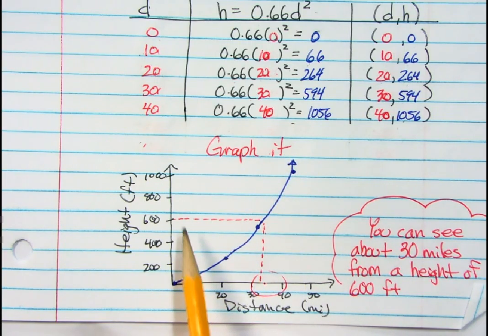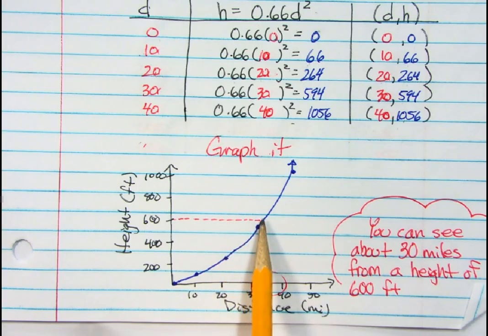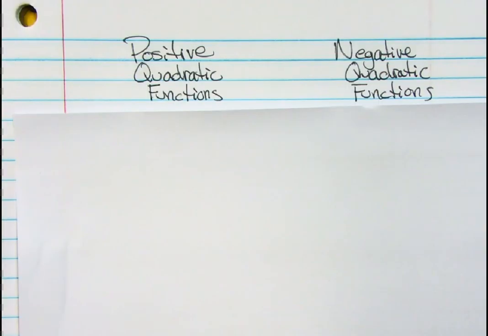And now I ask myself, look, if I'm 600 feet in the air, how far can I see? So I draw my line and roughly estimate that's somewhere around 30 miles. I don't know if it's exactly, but if I'm 600 feet in the air, I can see about 30 miles. Again, assuming there's no smog or nothing to block your view, that would be the distance. It's pretty cool. And here's my last part.